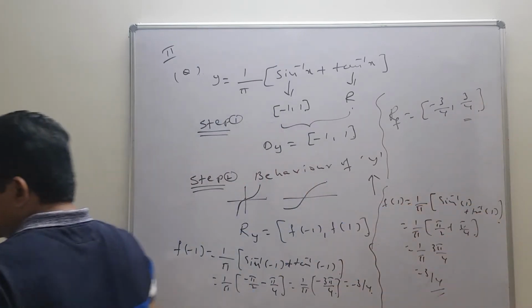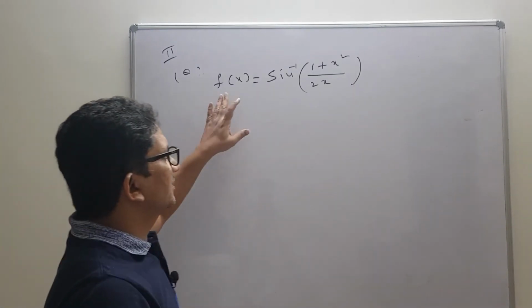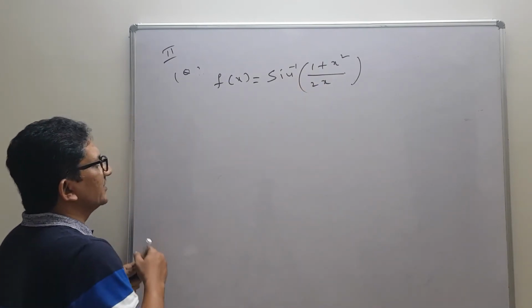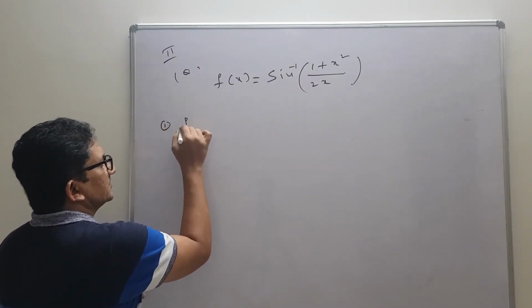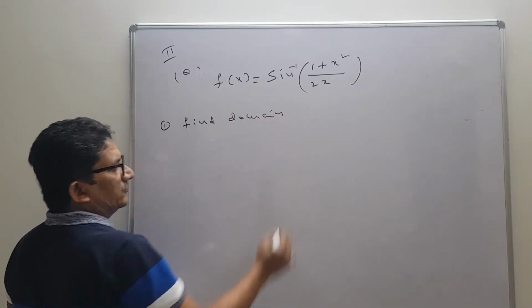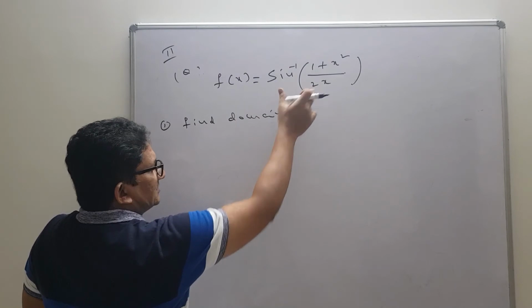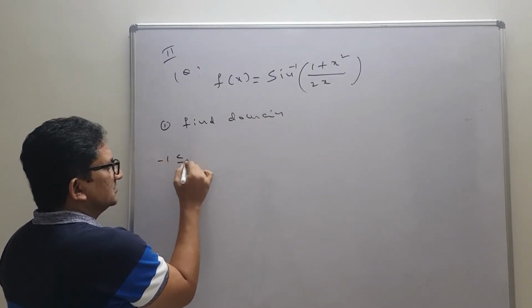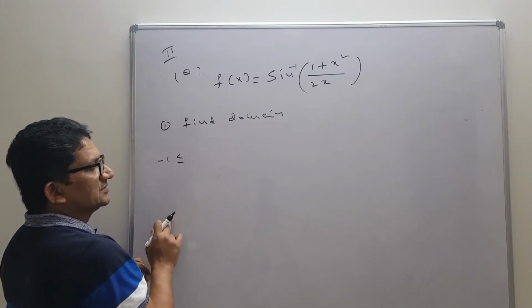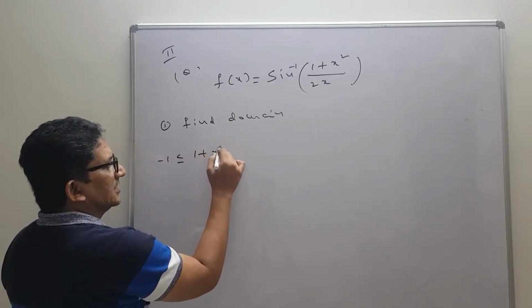This is your solution. F of x equals sin inverse of (1 plus x square) by 2x. The first step is we need to find its domain. So first, to find the domain, we know that whatever is inside sin inverse should lie between minus 1 and plus 1. So that's why we can write like this.